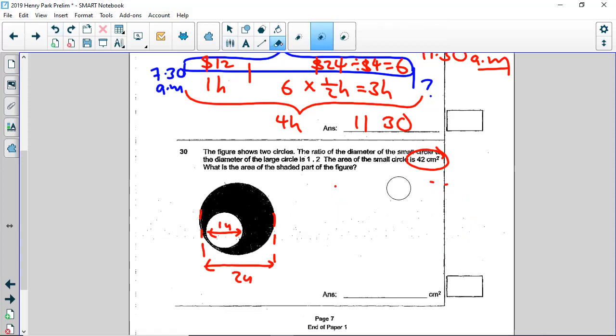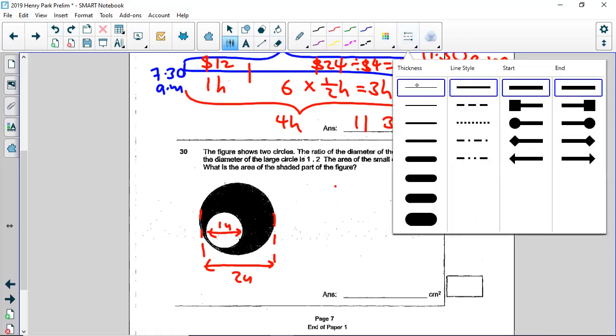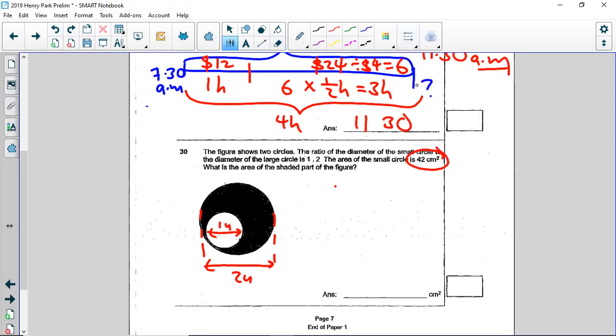Okay, then how does this method work? Ready? This method can help you to solve questions where you don't have a lot of information. There's not a lot of information here. So what do you do? Give a simple example. For example, let's call the diameter of the small circle 2 cm. Diameter 2 cm. That is the method. Give a simple example. 1 unit is 2 cm.